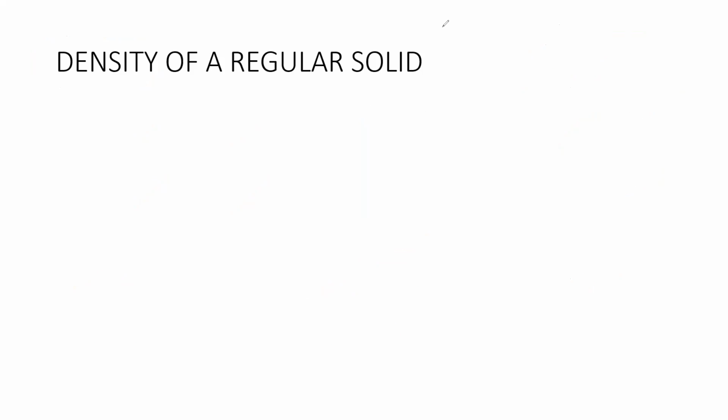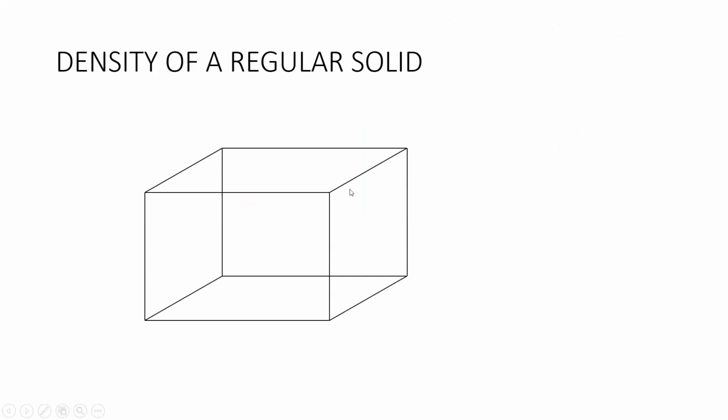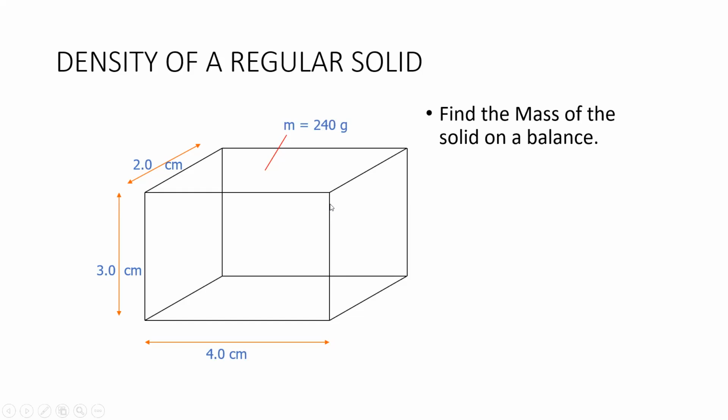So how do we plan this experiment for regular solids? For example, we have a cube. One of the sides is 2 centimeter, another side is 3 centimeter, and another side is 4 centimeter, and the mass is 240. So what will be the density of this regular solid? What we will do, we'll place it on a balance and we'll get the mass.